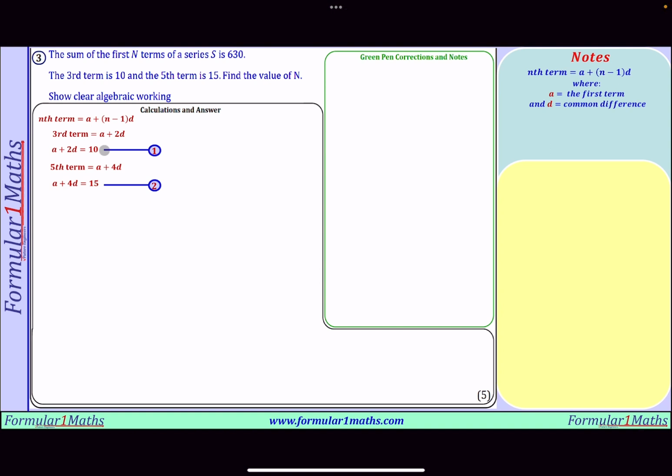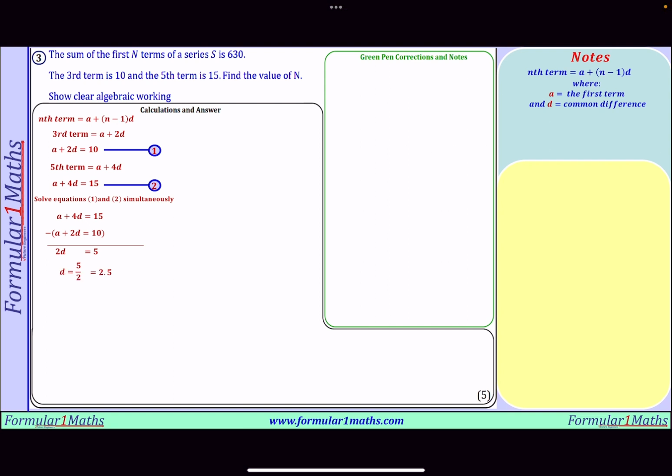We've got 2 equations with 2 unknowns. So we can now solve the 2 equations simultaneously to obtain the values of a and d. So I'm going to subtract equation 1 from equation 2. And if I do that, I'll get 2d is equal to 5. Because a minus a is nothing, 4d minus 2d is 2d, and 15 minus 10 is 5. I can now solve for d to get 2.5.